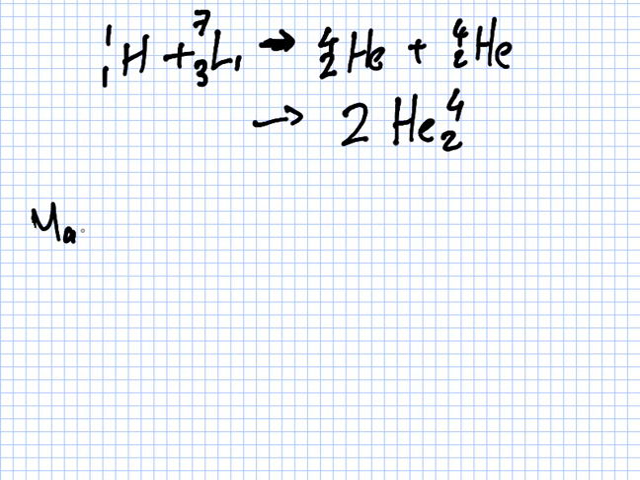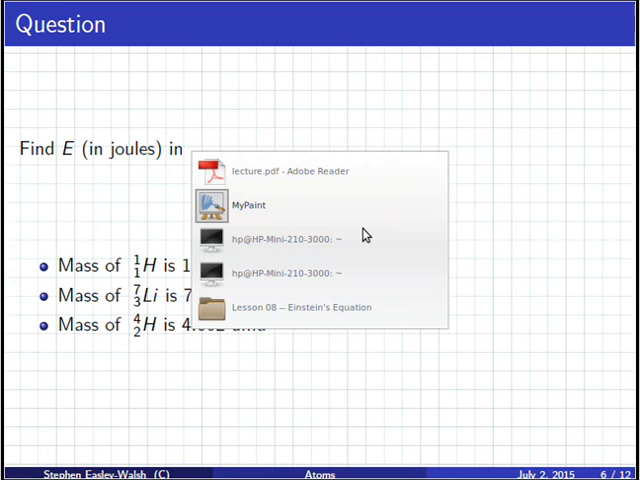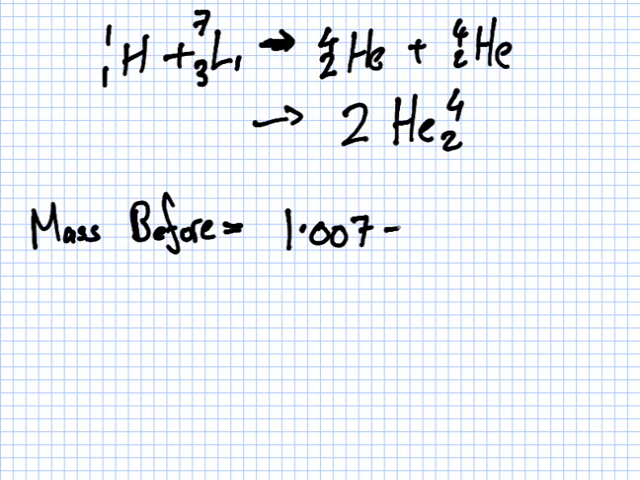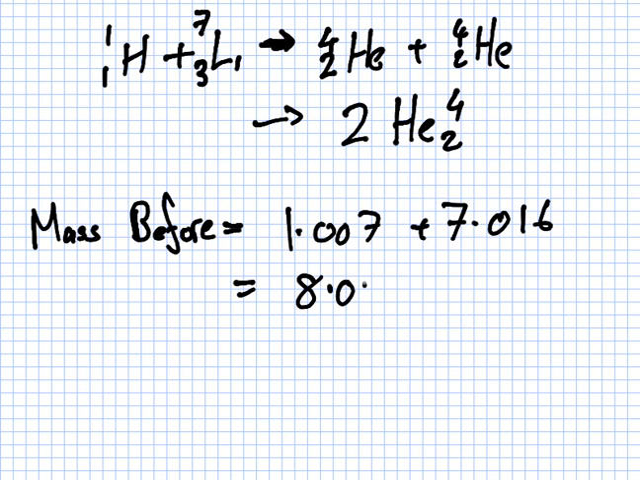So the mass before the reaction is equal to 1.007 plus 7.016. So that equals 8.024 AMU.